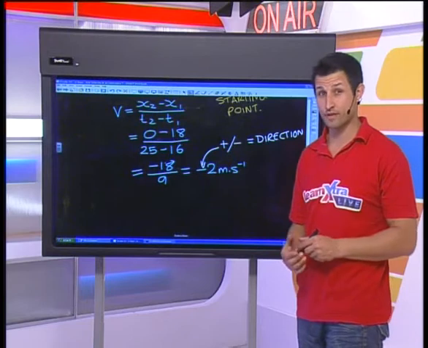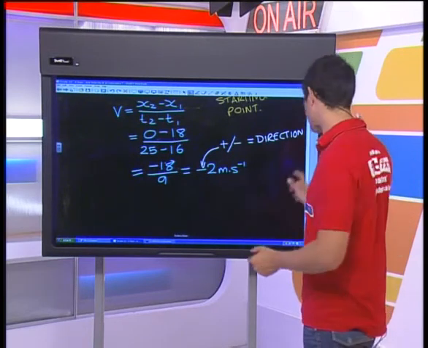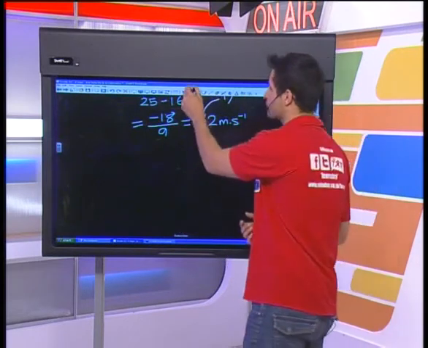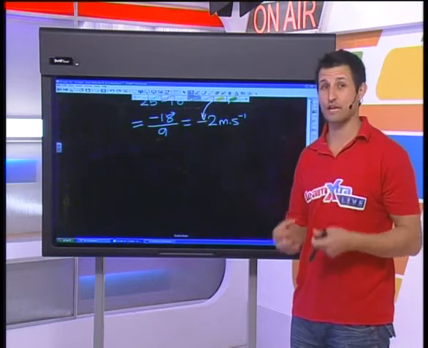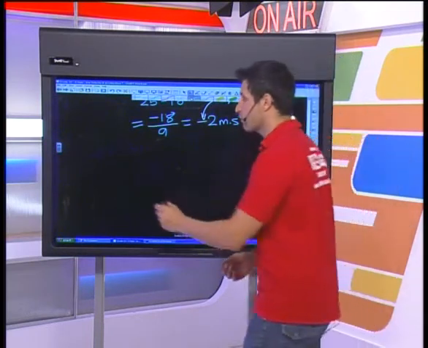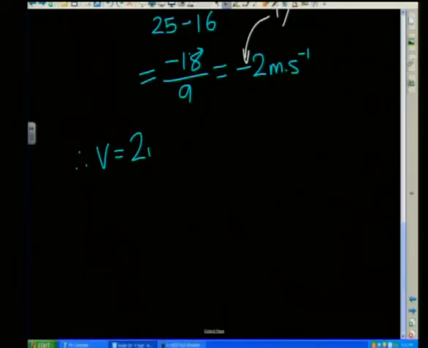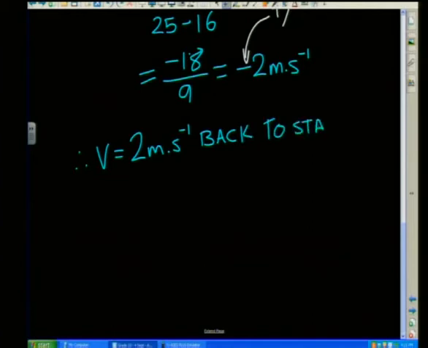Let's write this as a positive number and give it a direction like all good vectors should be. If I've got negative 2 meters per second, we're going to take that negative 2 and find some meaning out of it. So I will write in my answer here that my velocity is equal to 2 meters per second back to starting point. See how I'm giving it a direction. I've given it a meaning. I've interpreted. That means that I found out what that negative actually means. So back to starting point.